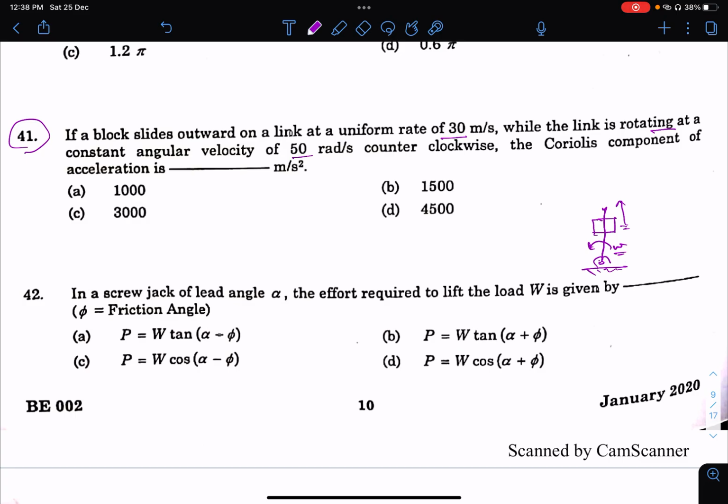So my Coriolis component will be AC is equal to 2 omega V. 2 into, block slides outward at a rate of, so V is 30 and angular velocity is 50. So the correct answer is 3000 meter per second square, because the unit of acceleration is meter per second square. And if I ask the direction of the Coriolis component of acceleration, I will rotate the velocity vector in the direction of angular velocity. So this is the direction of the Coriolis component of acceleration.